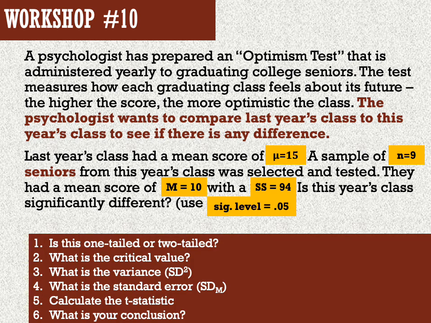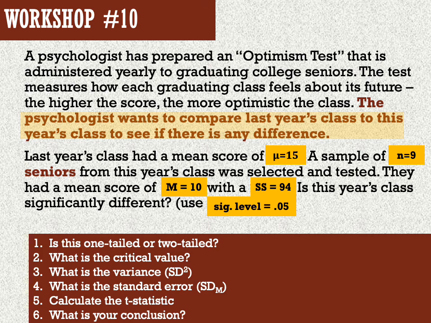And so here are the questions which basically walk you through the steps. The first is to figure out, is this one-tailed or two-tailed? So we see here that the psychologist wants to compare last year's class to this year's class to see if there is any difference. There's no specific hypothesis specified. The psychologist just wants to see if there's a difference. So that should tell you that this is two-tailed.